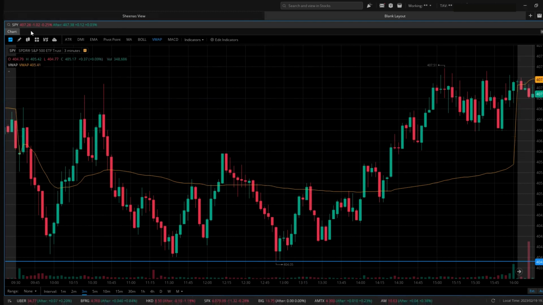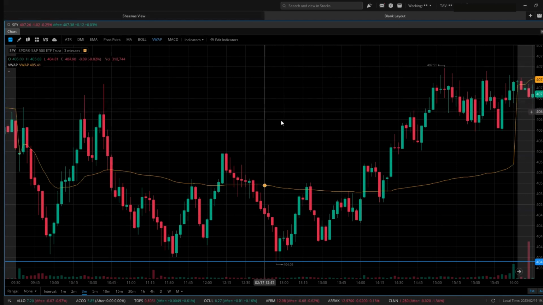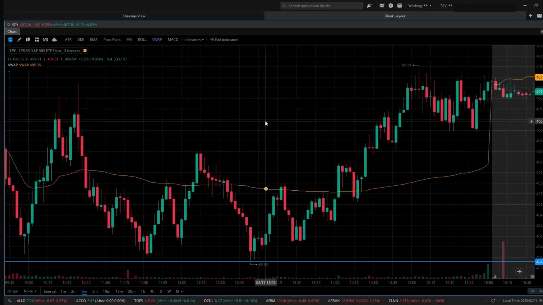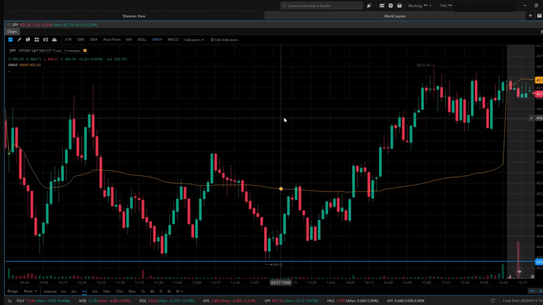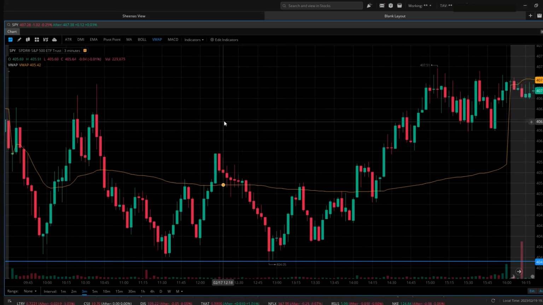We typically use this for example purposes. Remember, the SPY does track the S&P 500. And essentially, VWAP acts as a level of support and resistance for a stock or ETF. And as you can see, it respects that line one way or another.